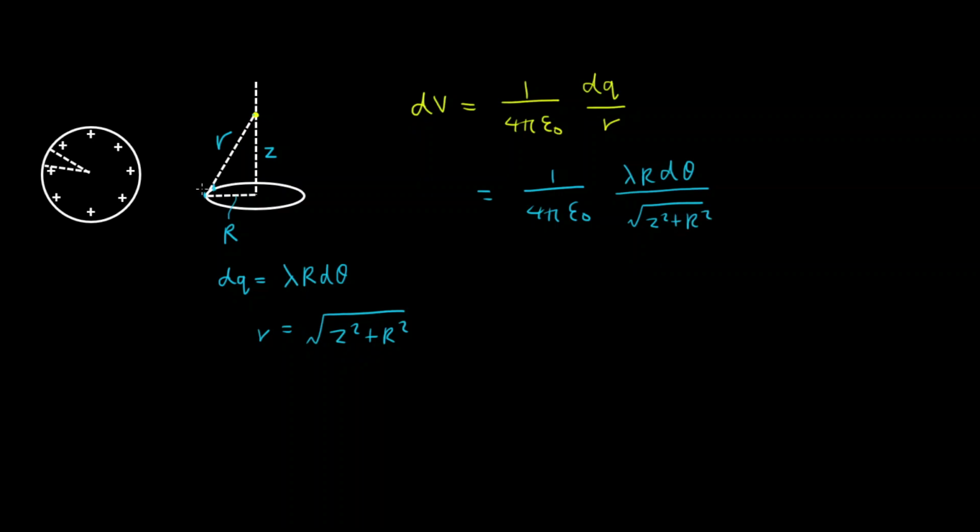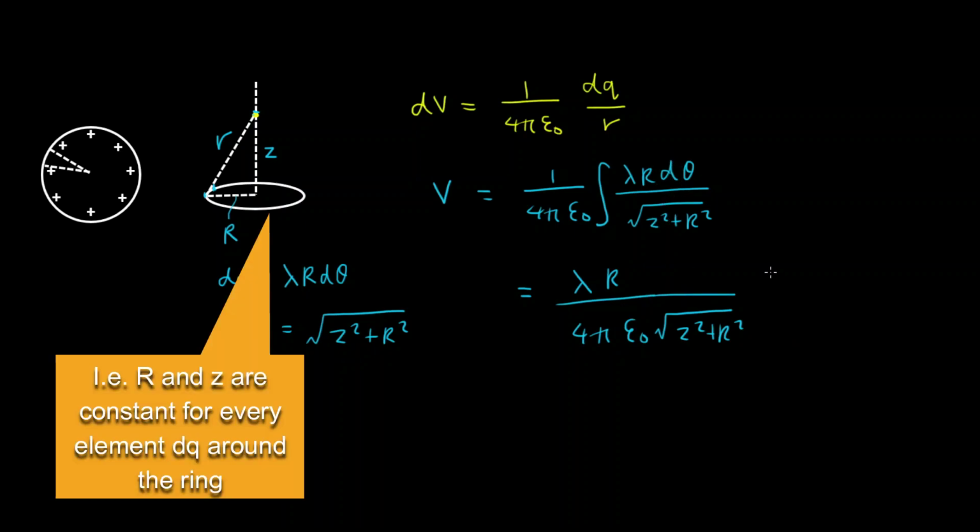And if we sum up the differential potentials due to those differential charges all around that rod, so effectively we integrate, that gives us the total potential at this point. So if we take constants outside the integral, we get lambda r on 4 pi epsilon naught, and square root z squared plus r squared can also be taken out of the integral because they do not depend on theta. So we're integrating over theta.